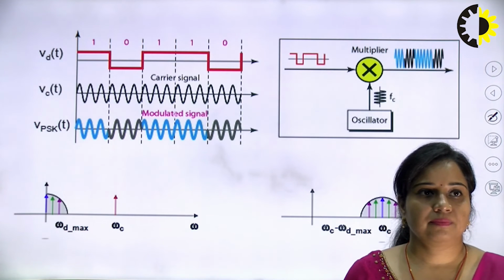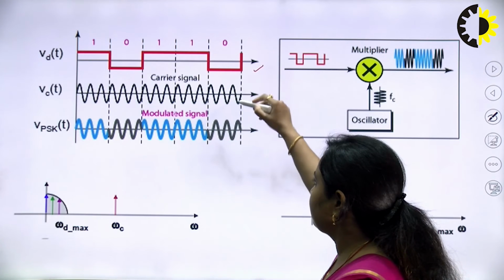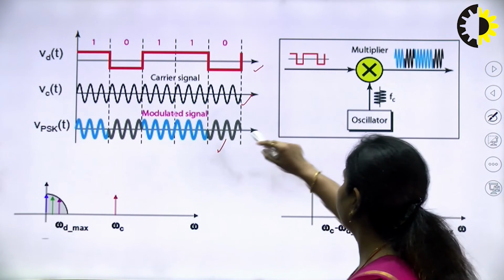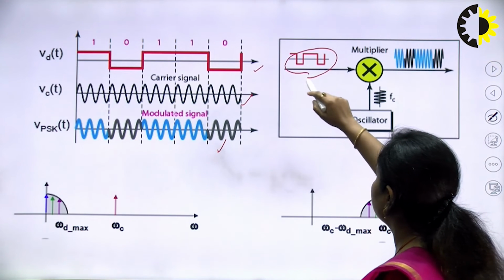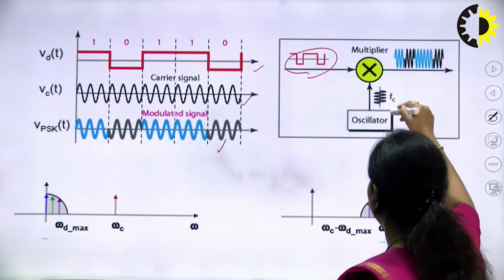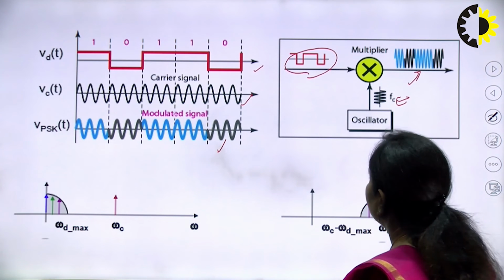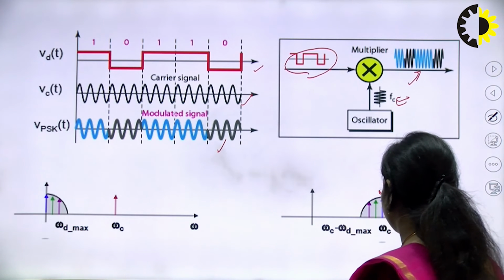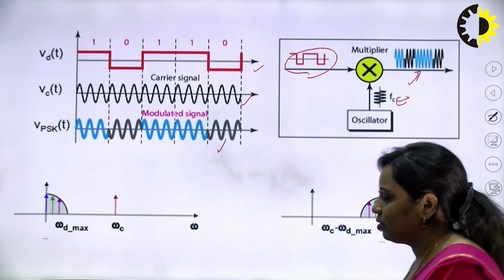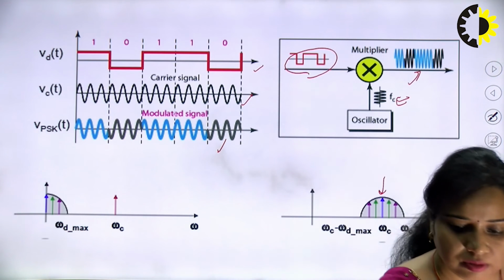So now this is the phase of the signal, where Vd(t) is the digital data, this is the carrier signal, and this is the modulated data. Now this will be multiplied using this binary data, using this oscillator circuit, and we get this phase modulated signal. So omega c will be the center frequency, this will be the upper frequency band, and that will be the lower frequency band.